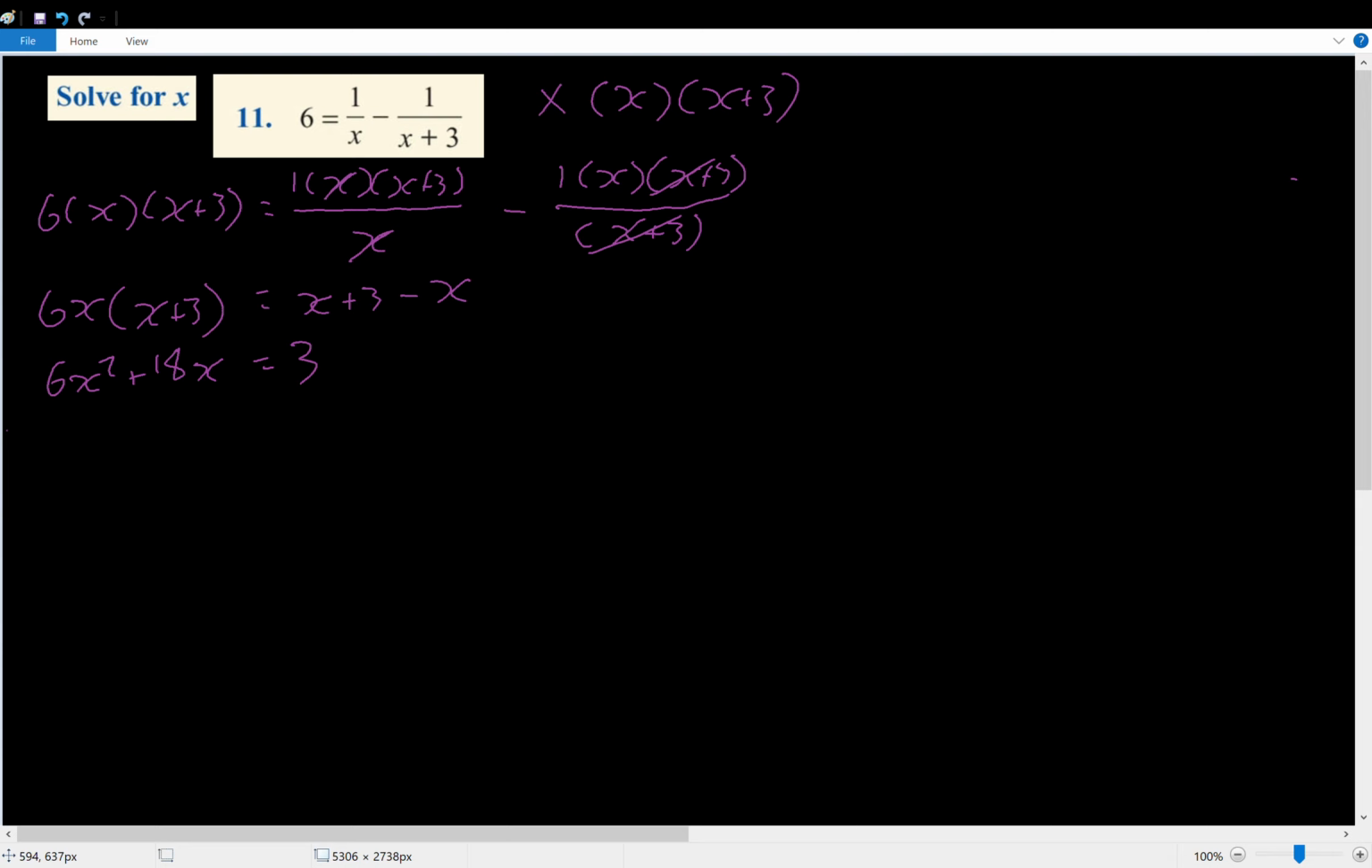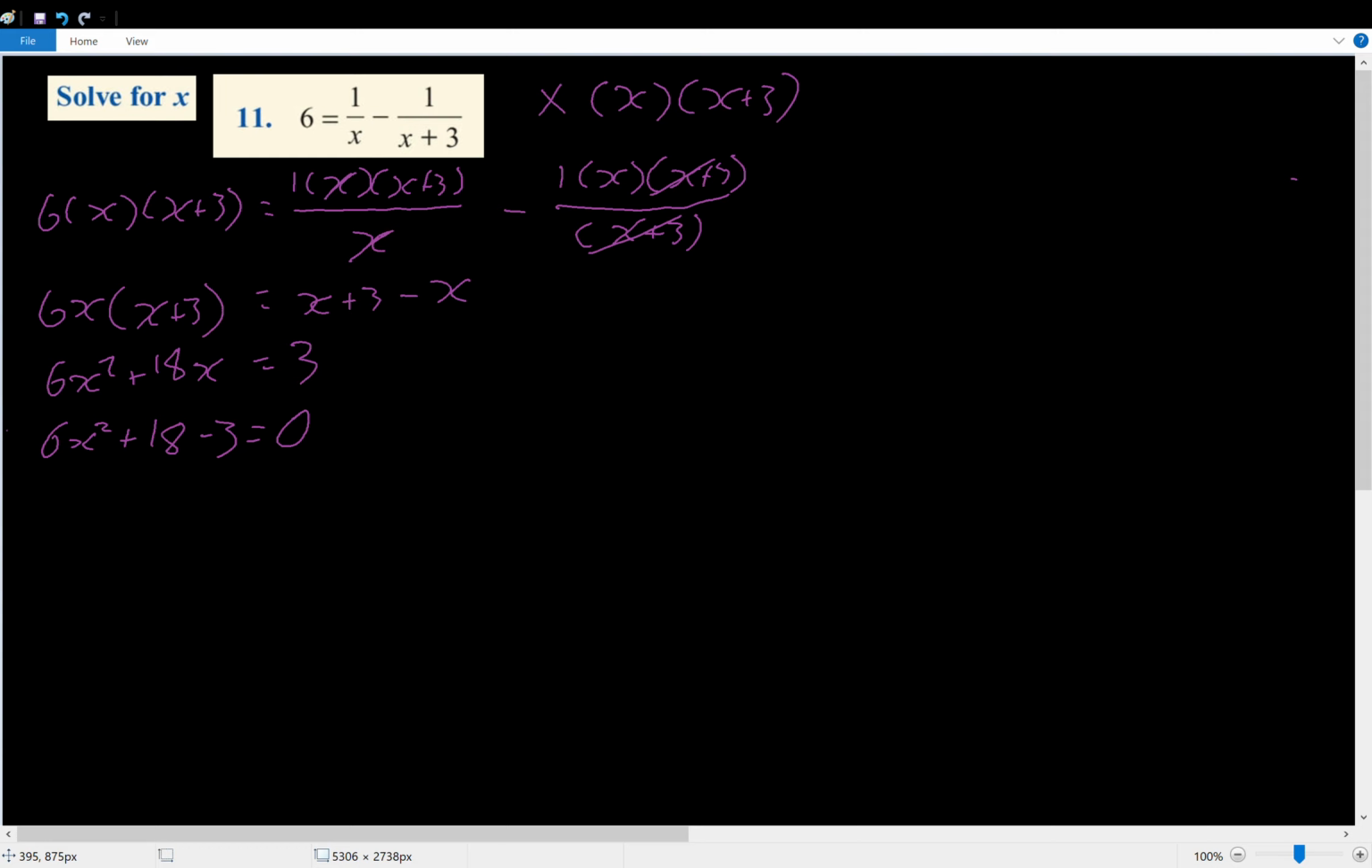And now we have a quadratic, and in order to solve a quadratic we have to bring all of our terms over to the left side of the equals and set it equal to 0. So we get 6x squared plus 18x minus 3 is equal to 0, like that.